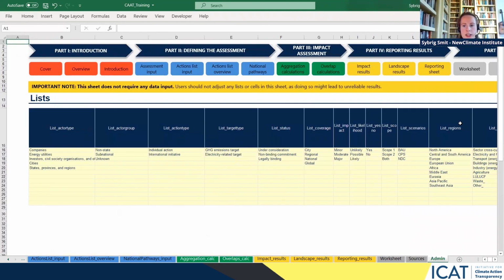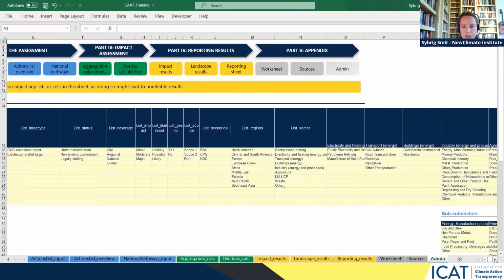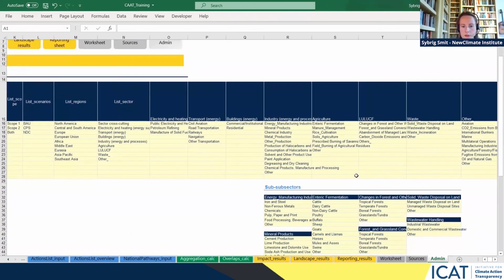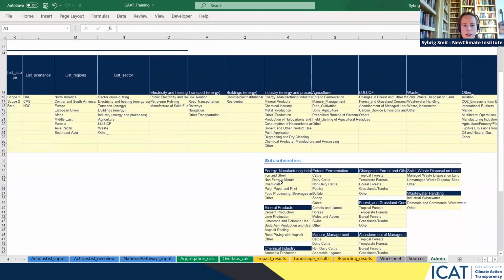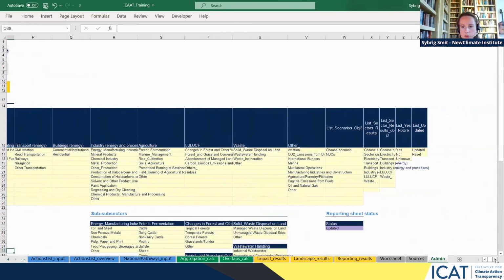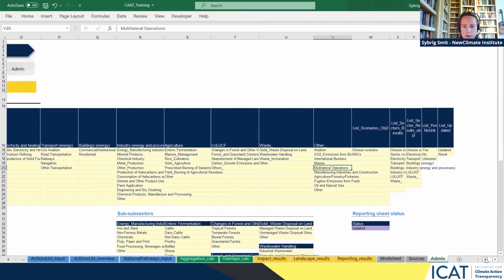And in the admin sheet, we have saved every list that's been used throughout the tool. If users want to review what sectors are part of which subsectors, for example, they can refer to this sheet. So you can see that in energy, manufacturing, and industry, these sectors are included, and this can be useful to find the correct sector for your use. These lists cannot be adjusted by the user, they are locked cells.